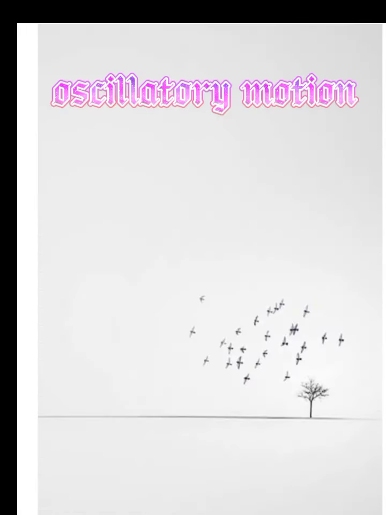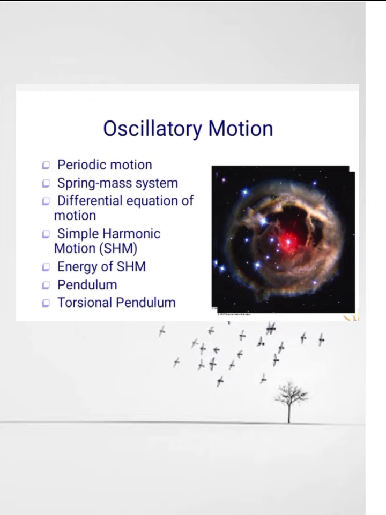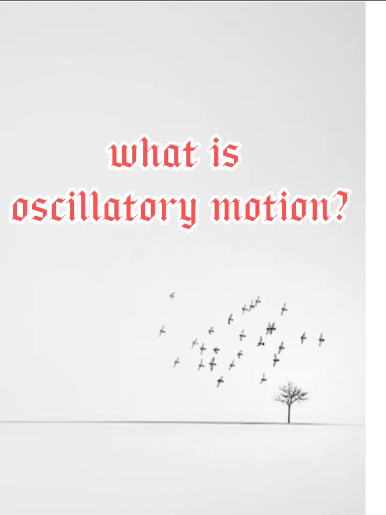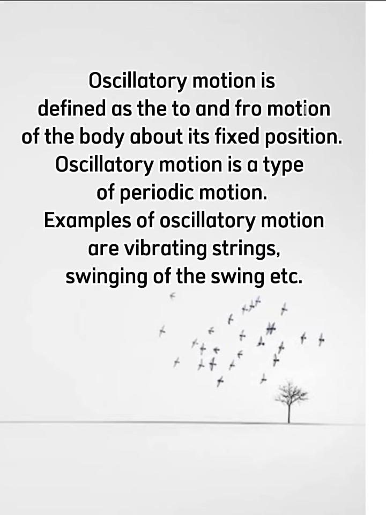Oscillatory motion is divided into several parts. What is oscillatory motion? Oscillatory motion is defined as the to-and-fro motion of a body about its fixed position. Oscillatory motion is a type of periodic motion. Examples of oscillatory motion are vibrating strings and the swinging of a swing.